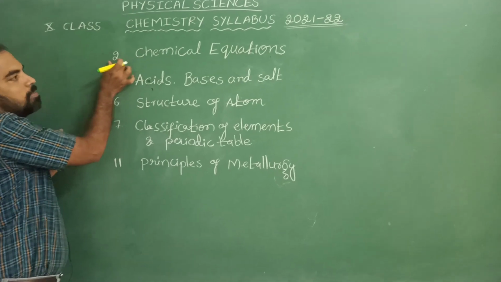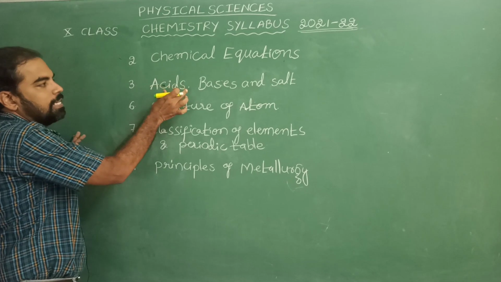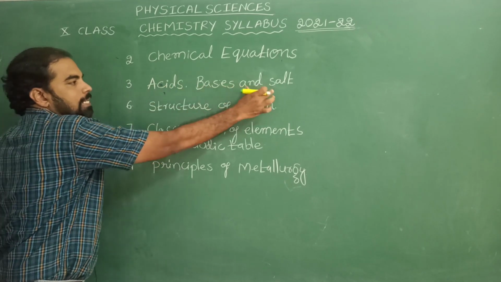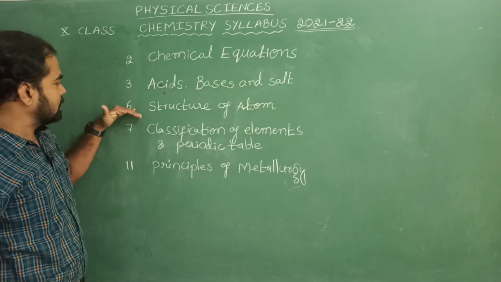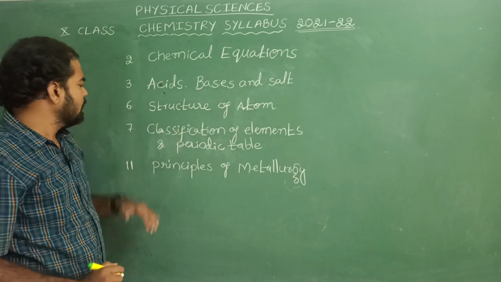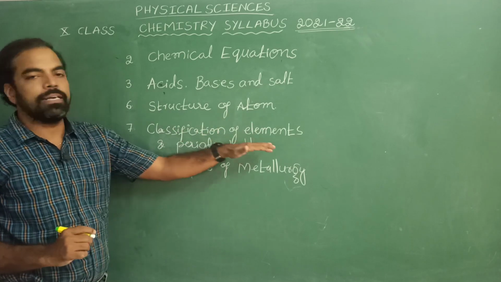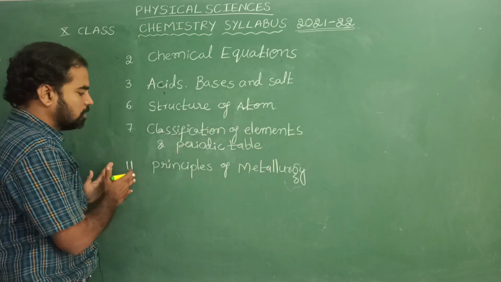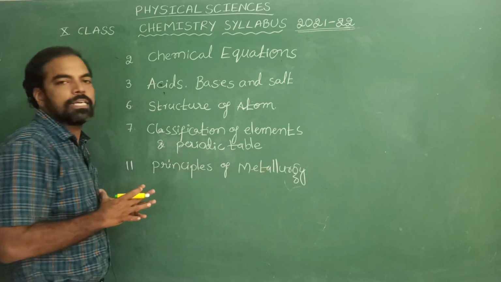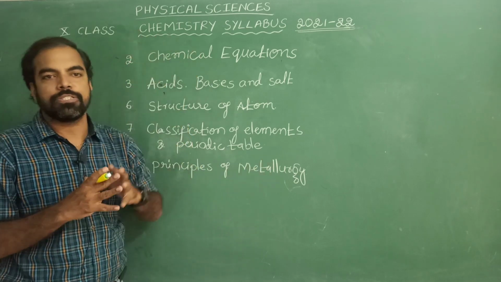So the second chapter is chemical equations. Next, the third chapter is acids, bases and salts. The sixth chapter in our textbook is structure of atom. The seventh chapter is classification of elements and periodic table. The 11th chapter is principles of metallurgy. Students, the remaining topics belong to physics chapters.